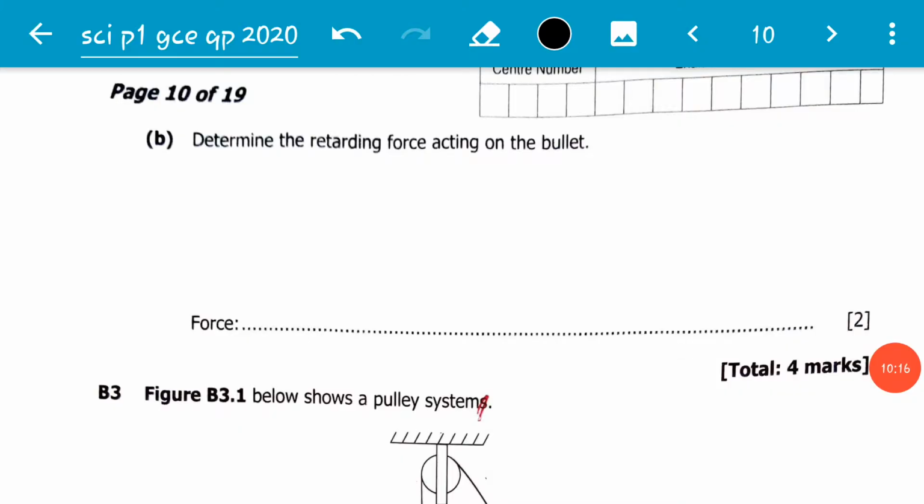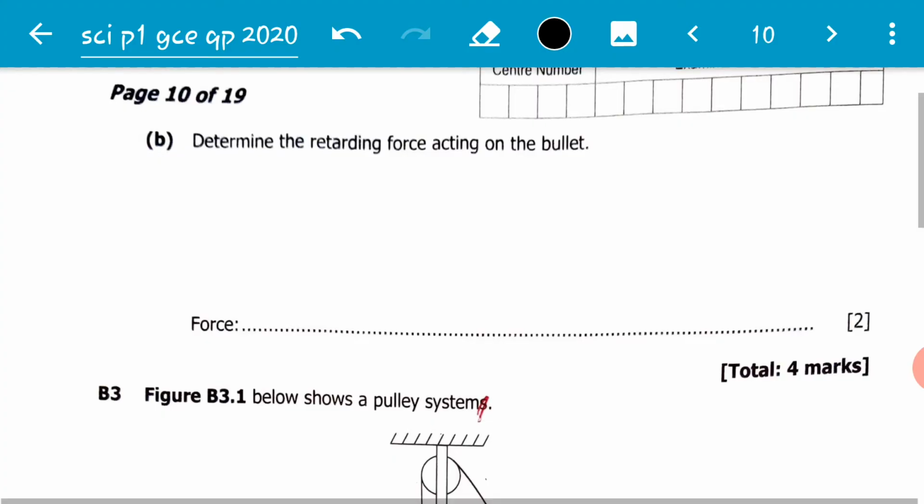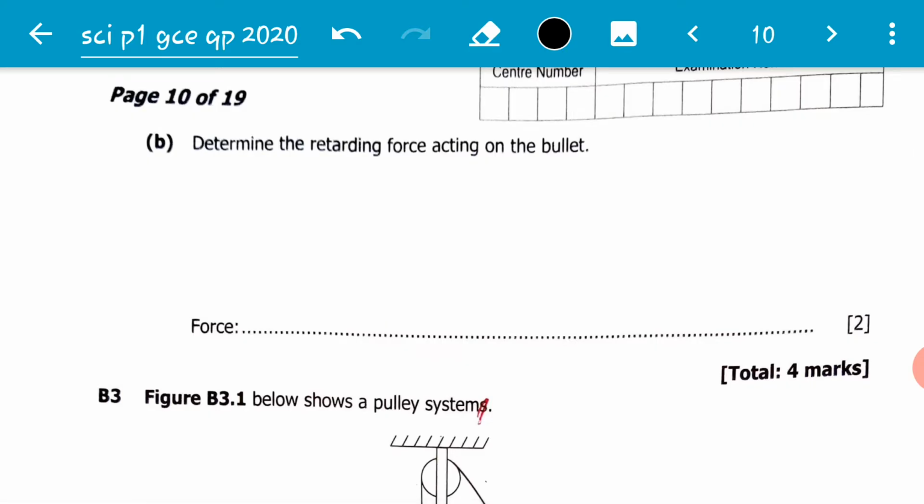Now let's turn our attention to B. B is saying determine the retarding force acting on the bullet. Retarding force, we are just talking about force. And from Newton's second law of motion, we know that the net force acting on an object is directly proportional to the acceleration. Therefore, that gives us the formula for finding force. So force is equal to mass times acceleration.